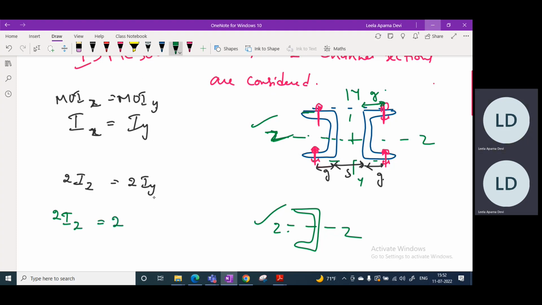But coming to IY, if you observe any individual channel section, that will be having y-axis somewhere here, right? So this is also having somewhere here. But overall, if you take this section, the YY axis will be at this point. Okay, so it is having some parallel axis. So let us say this distance, right? So these are the distances for two individual columns.